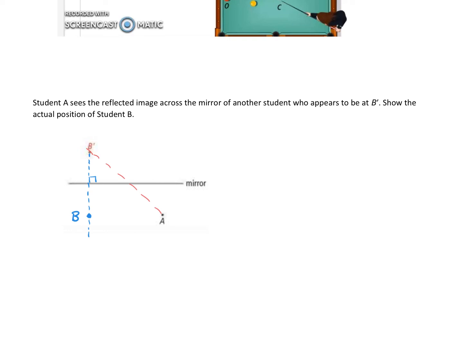So what's happening is student A is looking at the mirror, and the reflection, or that line of sight, is hitting student B right there. So that's how student A is seeing the reflected image of student B, but ultimately student B is located in that position.